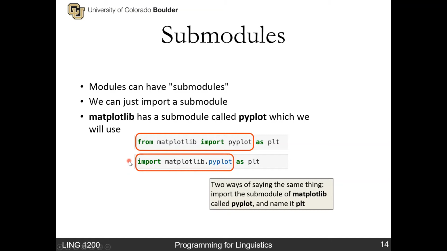So by importing just a submodule, we can save a lot of typing. And again, these are two ways of doing the same thing. You can import using that dot notation, and then give it a nickname. Or you can do this other syntax, which does the same thing, from matplotlib, so from the main module, import pyplot. So from main module, import submodule. And again, we can give it a new nickname. So it's two ways of saying the same thing. We're importing just a submodule called pyplot, and we're renaming it as plt.